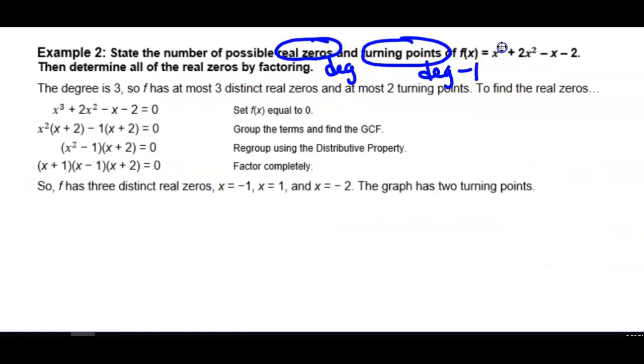So this was a degree 3, or an x cubed, with a positive leading coefficient. This means it has at most 3 zeros. I say at most because it could have 1 real zero and 2 imaginary zeros. And that means it would have 3 minus 1, or 2 turning points, or maxes and mins.